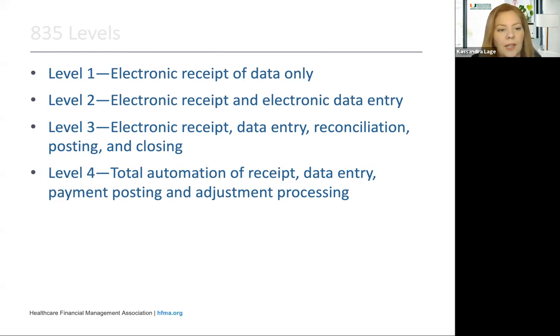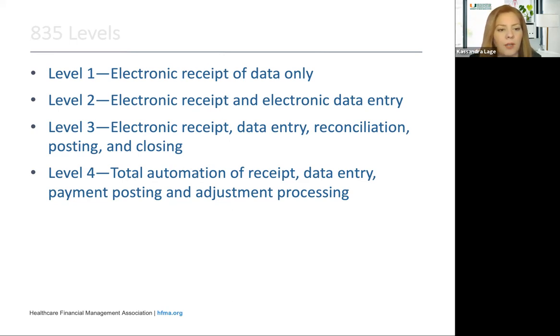Level 2 is electronic receipt and electronic data entry. With this level, the electronic remittance is received, entered into the computer electronically, and viewed on a terminal. Data entry tasks are eliminated through automated entry of the information, but usually continues to be a manual matching of remittance information to an individual account and reconciliation of charges submitted to the amount paid.